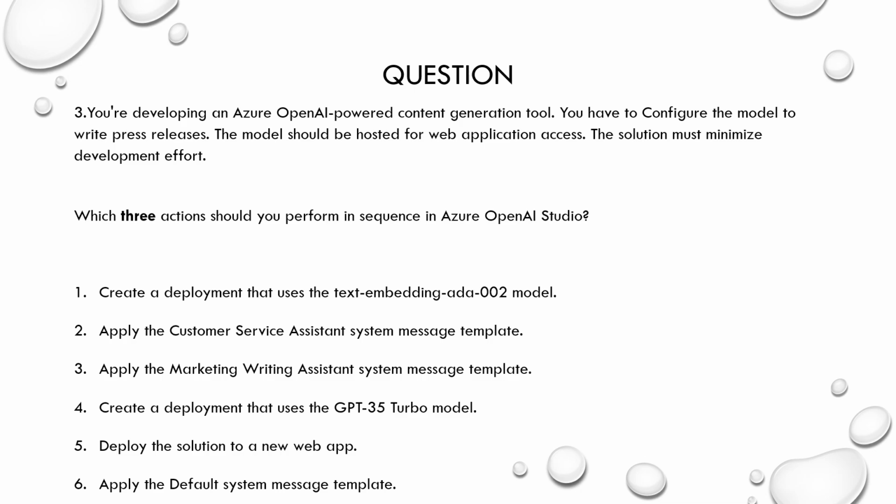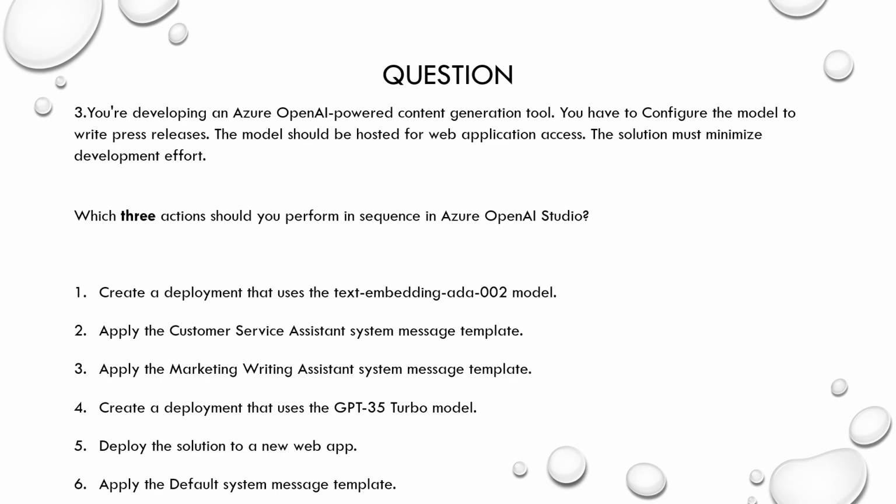Create a deployment that uses the text embedding ADA 002 model. Apply the customer service assistant system message template. Apply the marketing writing assistant system message template. Create a deployment that uses the GPT-35 Turbo model. Deploy the solution to a new web app. Apply the default system message template.